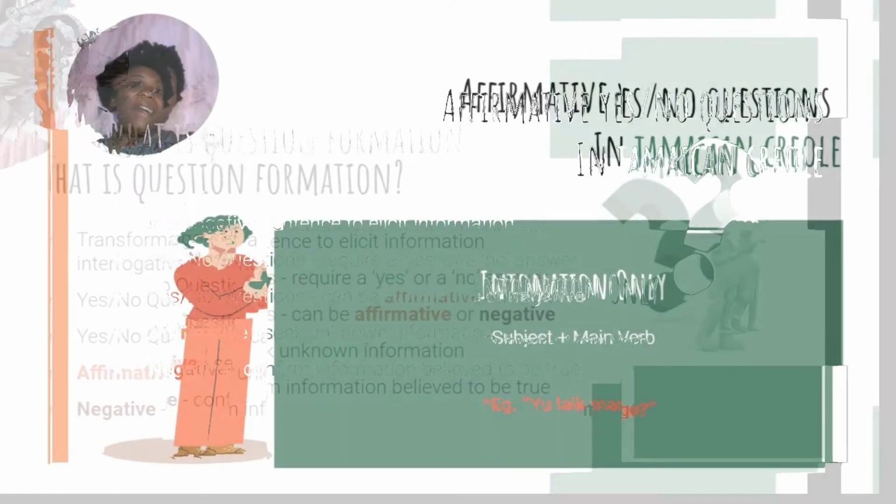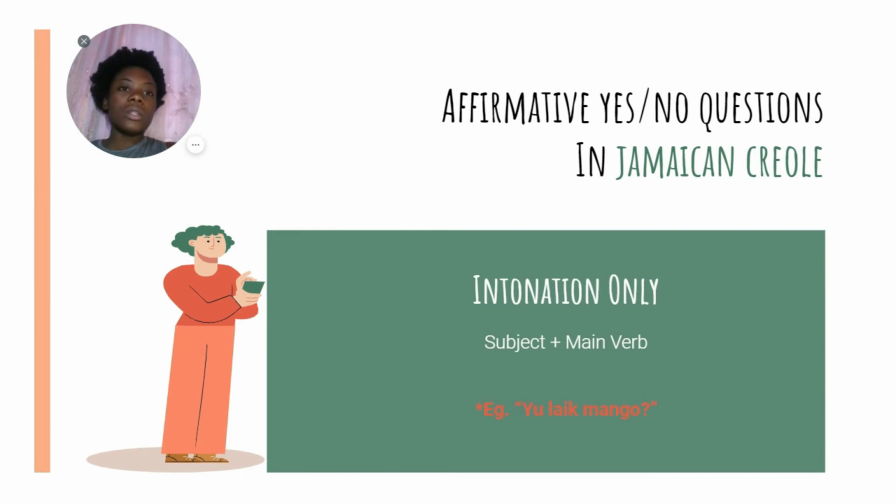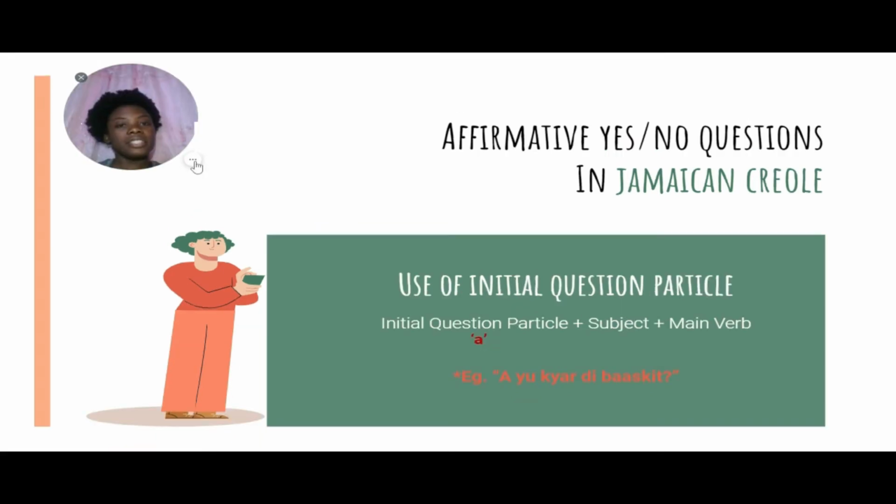Hi class, I'm Anna Kay. In Jamaican Creole, speakers rely on intonation to indicate that a question has been asked. There is no inversion of the auxiliary and the subject, so the structure of the question is subject followed by the main verb. In written form, a question mark is required at the end of the sentence. Additionally, the initial question particle "a" is sometimes placed at the beginning of the sentence to form the affirmative question. In this case, the structure of the question is initial question particle, then subject, then main verb.